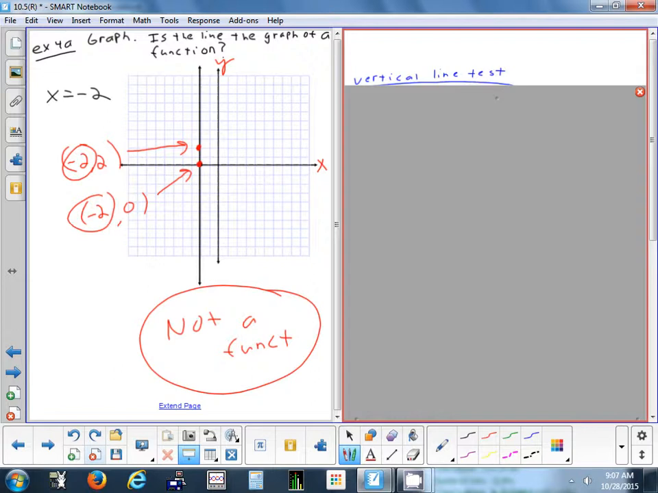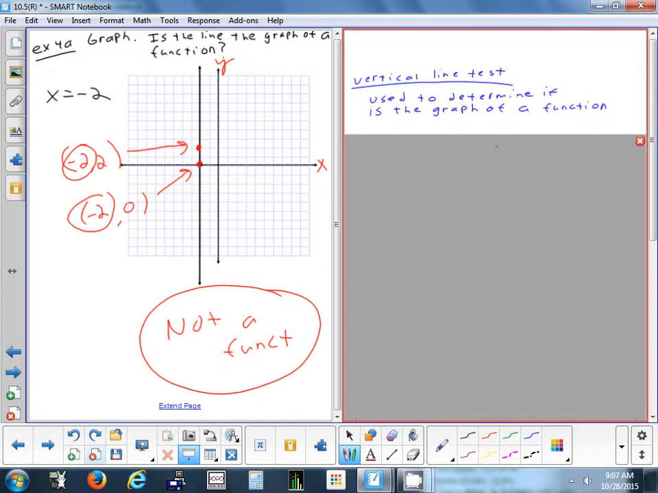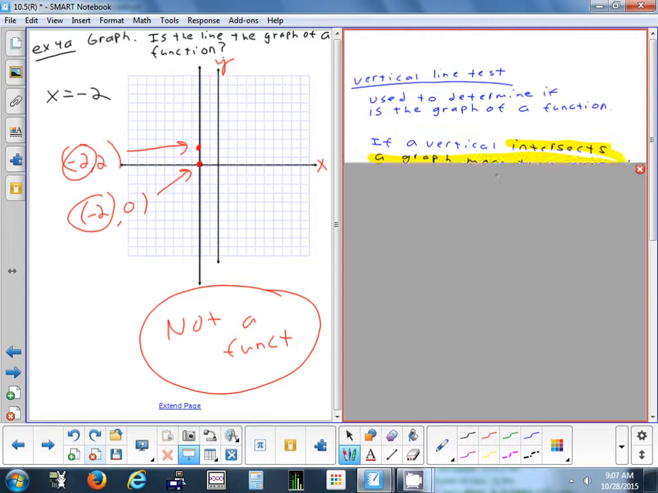Okay, and this is called the vertical line test. So that's the last thing on your notes, guys. Vertical line test is used if you have a picture and you want to determine if it's a function. Then there's a line after we have to write something down. Don't worry about that yet.